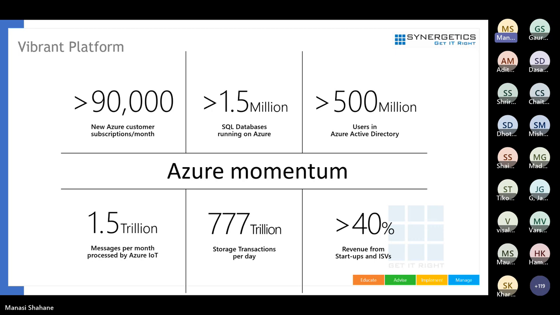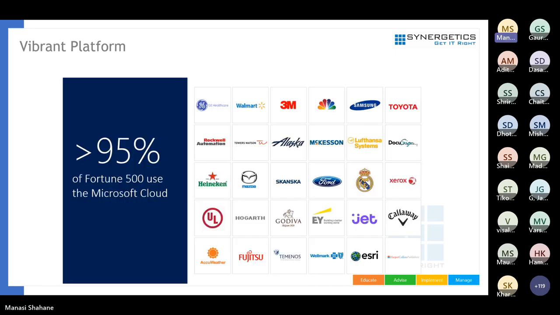Then lots of messages are processed. If you are aware of IoT, there is an event hub. Around 1 terabyte of messages per month, people are processing with it. There are lots of people who are using the databases to store their data, and not just databases, but storage as well. We will be seeing these services. Then apart from that, you can see these are the customers that we have. These you can see on the Azure platform, you will come across this information.